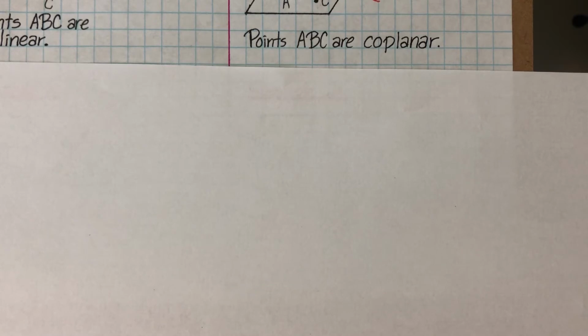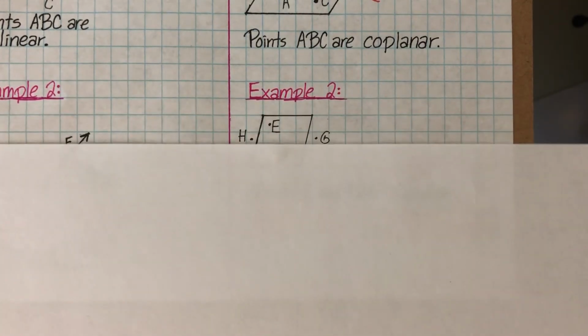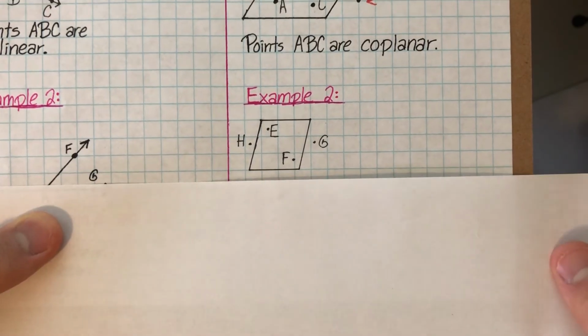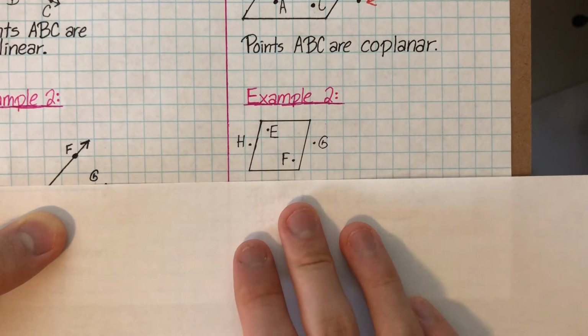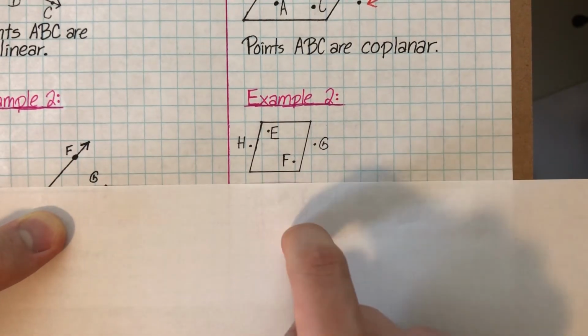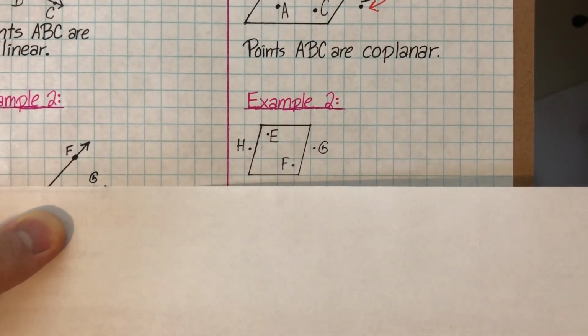Once again, we're going to move on to the example. I'll give you guys 3 seconds. So we have a plane here. We have 4 points here. I will give you guys another 3 seconds to answer this question. What points are coplanar and what points aren't coplanar? 3 seconds.